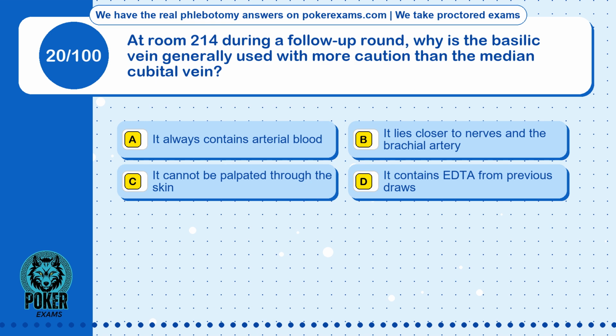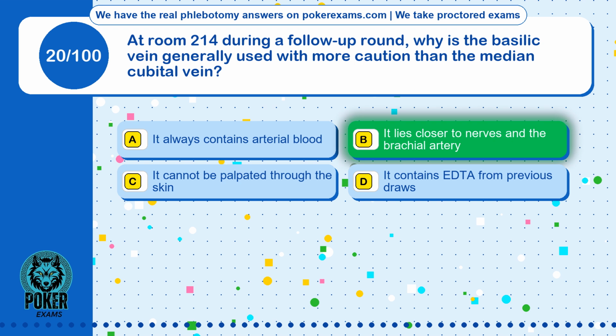Question 20. At room 214 during a follow-up round, why is the basilic vein generally used with more caution than the median cubital vein? Option A. It always contains arterial blood. Option B. It lies closer to nerves and the brachial artery. Option C. It cannot be palpated through the skin. Option D. It contains EDTA from previous draws.